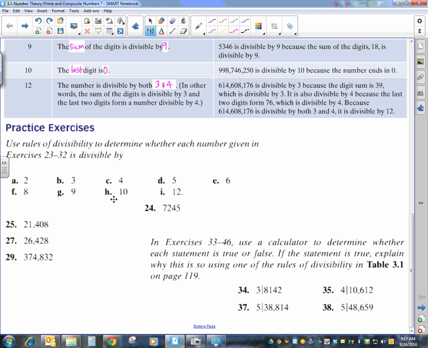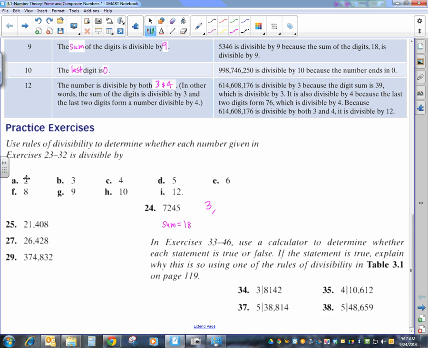So if I start with this first one, 7,245, I'm going to look at it and go in order. Is it divisible by 2? No, because it's not an even number. 3, I'm going to add up the digits. What is the sum of these digits? 7 plus 2 is 9, plus 9 is 18. Is 18 divisible by 3? Yes, it is. So that's divisible by 3.